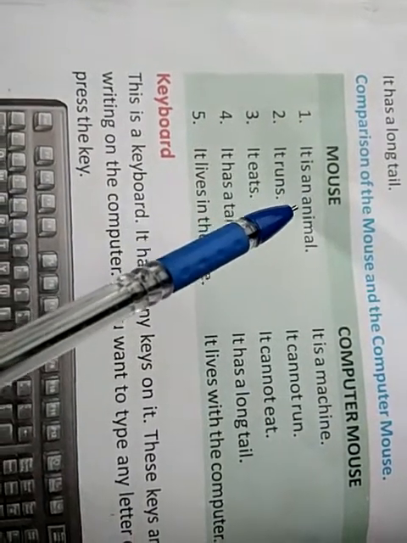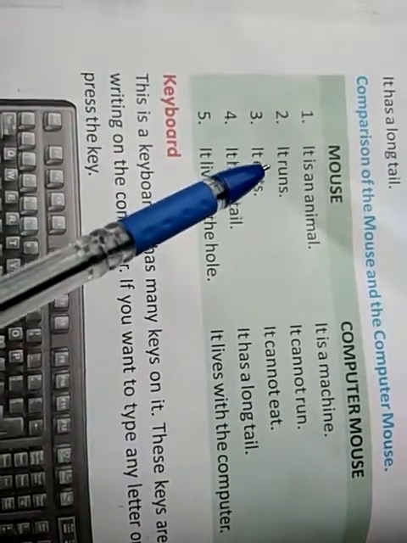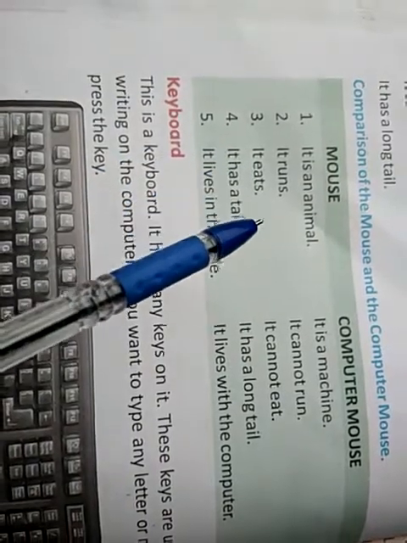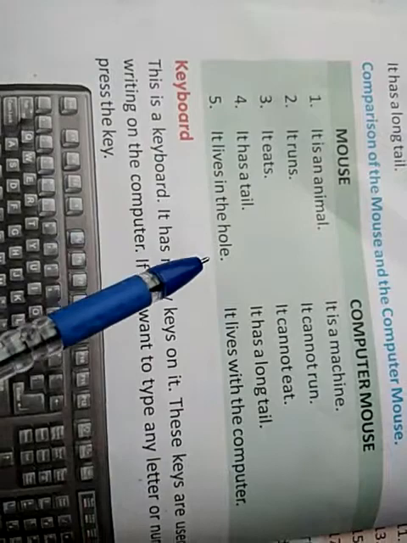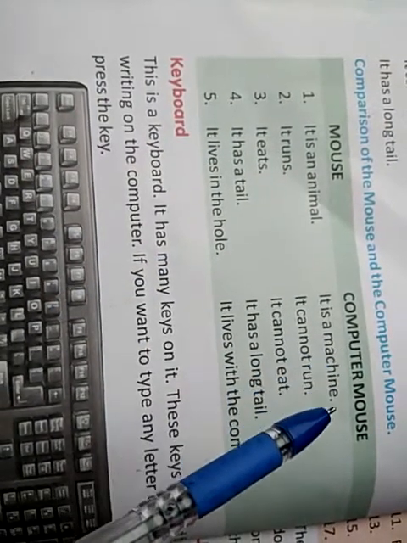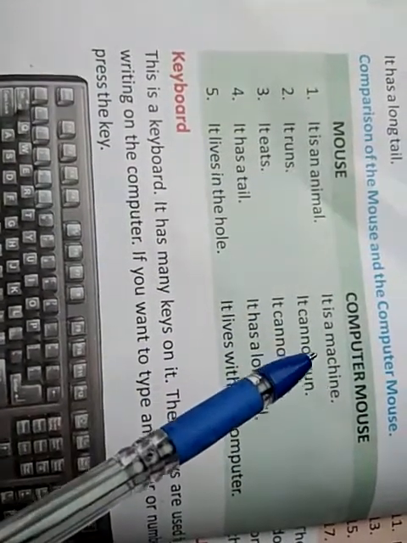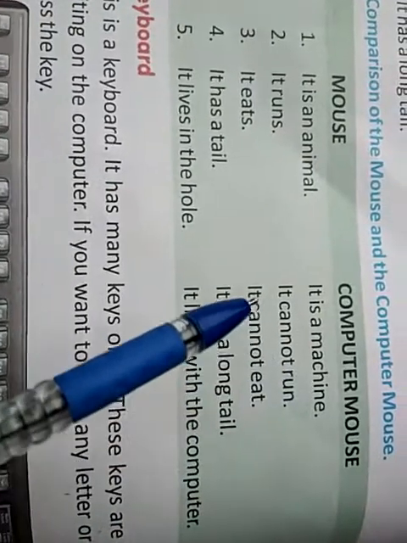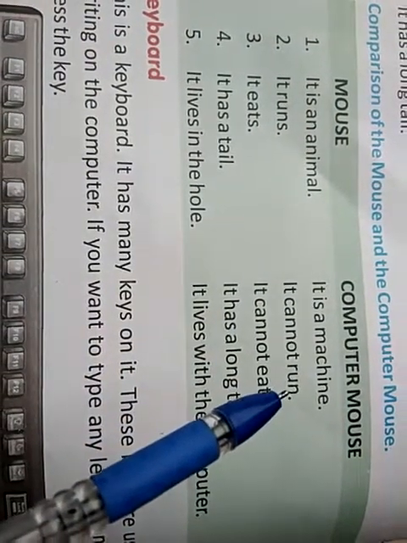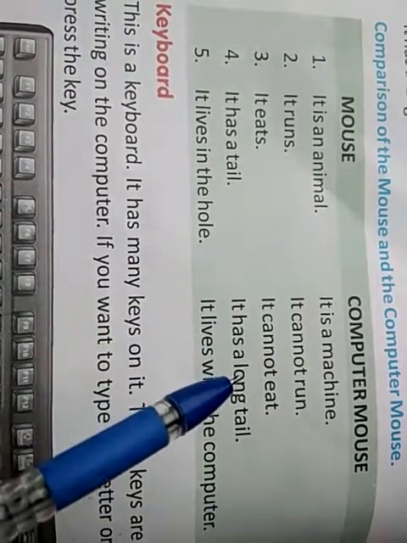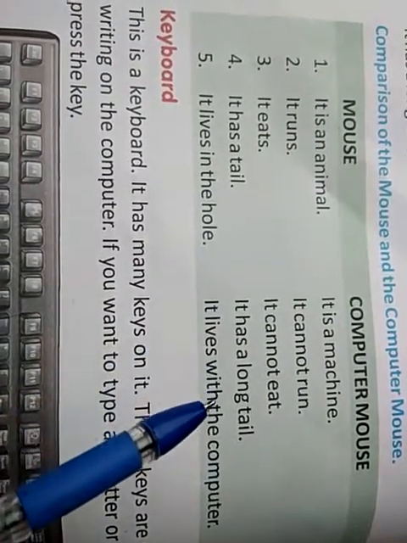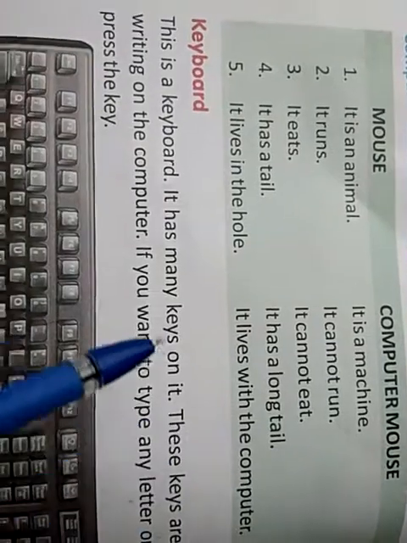Mouse. It is an animal. It runs. It eats. It has a tail. It lives in the hole. Computer mouse. It is a machine. It cannot run. It cannot eat. It has a long tail. It lives with the computer.